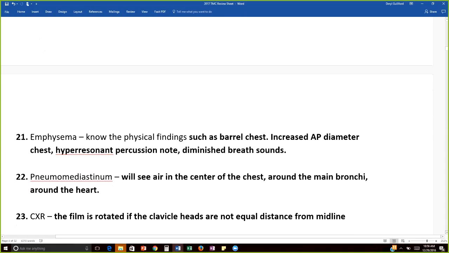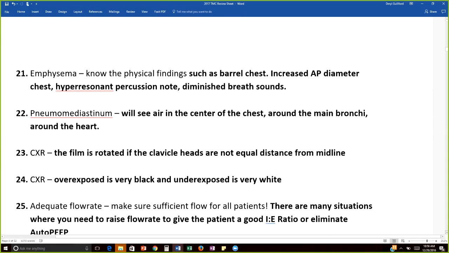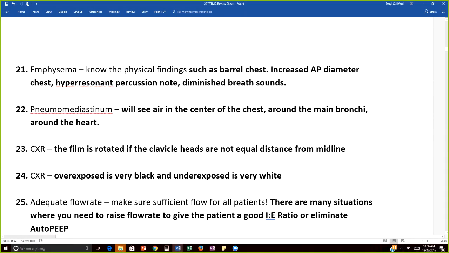Pneumomediastinum, you'll see air in the center of the chest around the bronchi. This is item 22, pneumomediastinum, air in the center of the chest around the bronchi, around the heart.